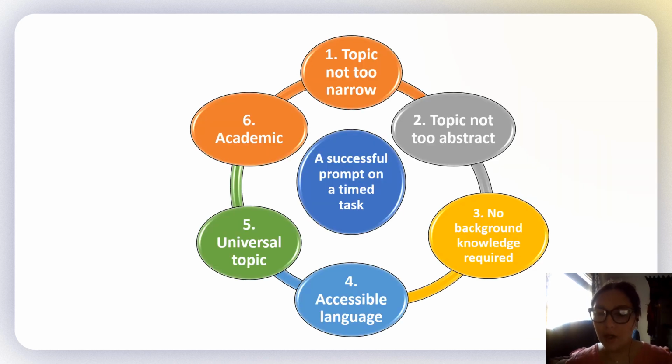Okay, so here they are again, the six criteria or characteristics that we make sure are taken care of on TOEFL iBT independent writing prompts, and that I think can be tailored and applied in other timed task contexts and tests, and things to consider when you are crafting your prompts, in addition to the components that we discussed earlier when you're crafting your prompts, the three components and the characteristics.